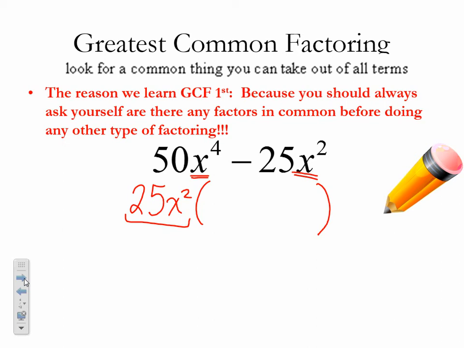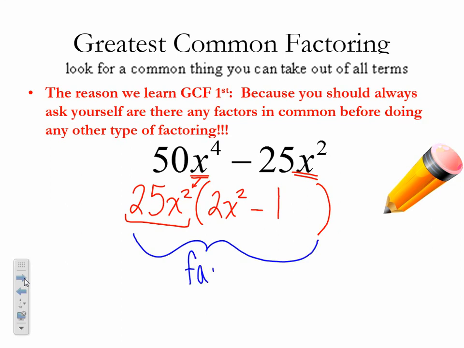So 50 divided by 25 is 2, x to the fourth, but I'm taking two of those little x's out, so x squared is what's left on the inside. Okay, 25 divided by 25 is a minus 1. And x squared, but I divided those x squareds out, so it has no x squareds left. So this is what it looks like when it's factored.